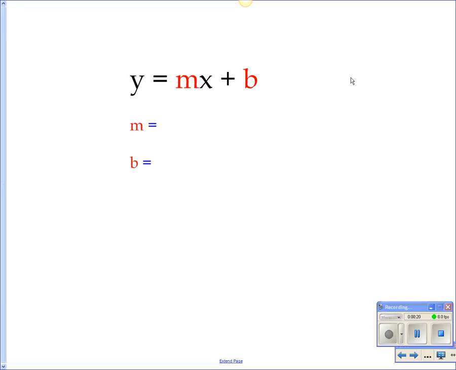Does anybody remember what the m stands for? Slope. Hold on. M is slope. We're taking notes right here on our sheet. M is slope. It is with the x. Y'all are correct. M is slope. It is also the rate of change. So you have to know both of those words. M is your slope and your rate of change.